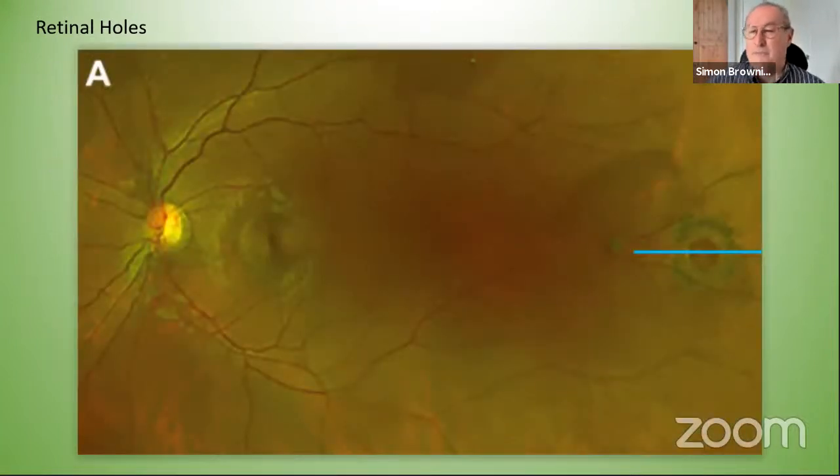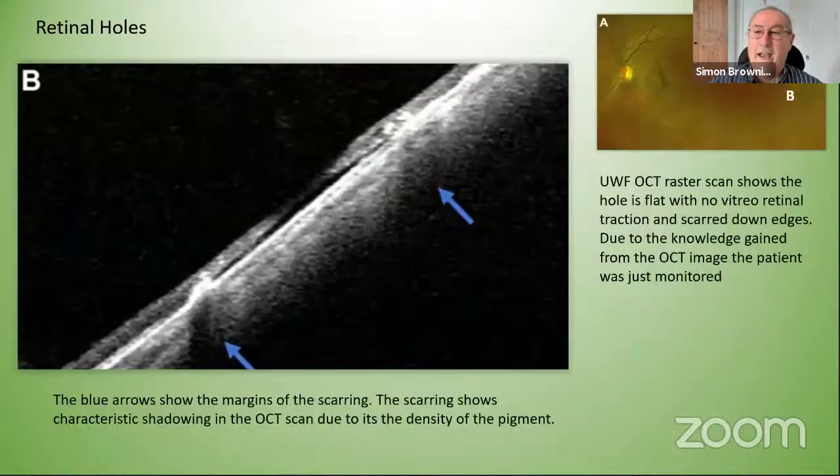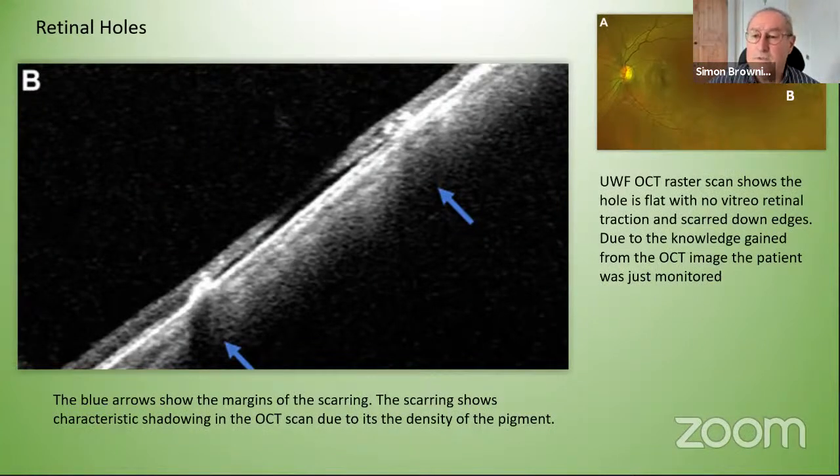So here's a retinal hole, and we see that a line has been put through that hole by the clinician to do an ultra-wide scan on it, and beautifully here we see the OCT, the hole is flat, and because of the additional information we gained from the OCT, we know that hole is sealed. And you see the lovely shadows where these blue arrows are on the left-hand side, showing that pigment that is sealed around the hole. So often when we're looking at an ultra-wide field image, we go to the red channel and you can see that ring of pigment around the hole to ensure that that hole is well sealed.